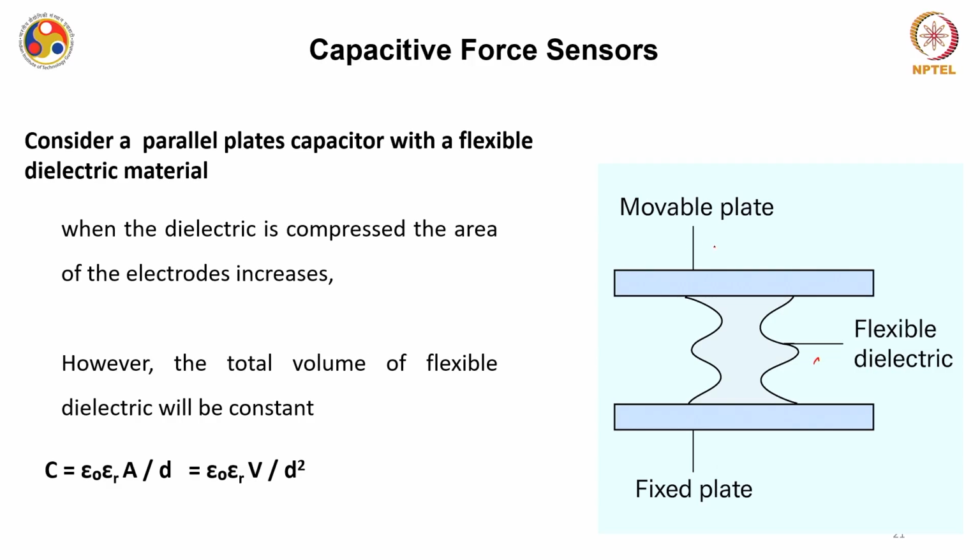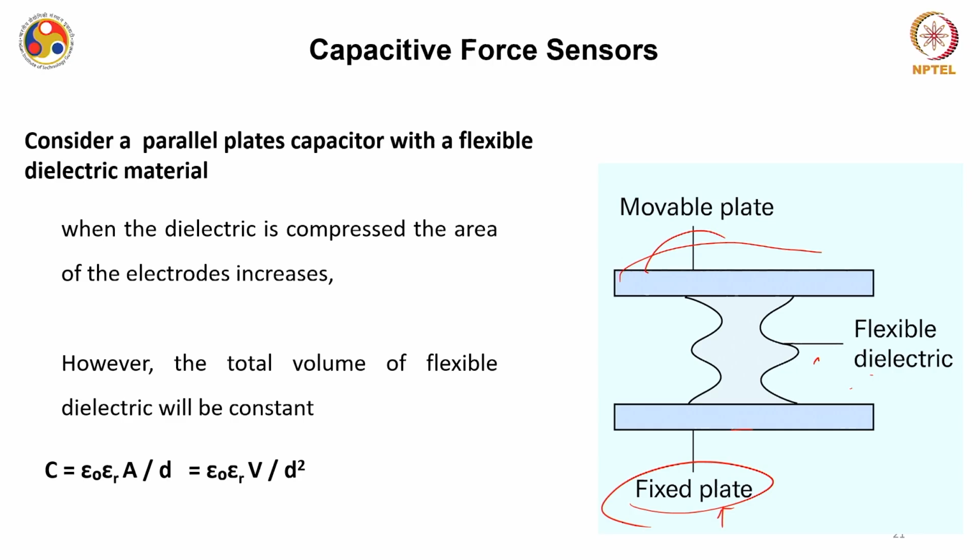Sometimes you may also have flexible electrodes. But what we are seeing here is the flexible dielectric material, and as in the previous case, where there was a fixed comb structure and a moving electrode, similar to that, in this flexible device you have a flexible dielectric material and a fixed plate, while another plate is movable. So you have a movable plate also.